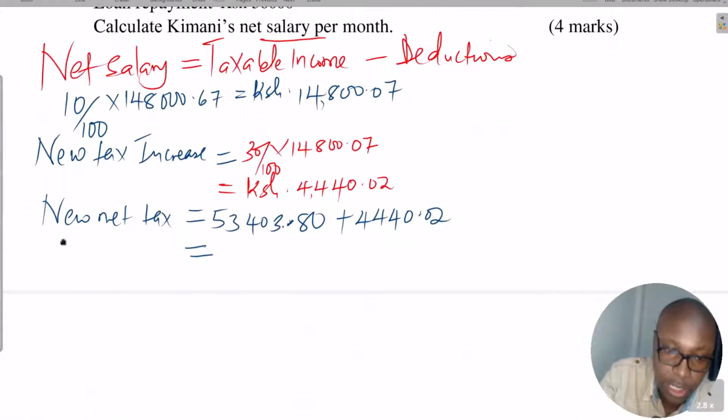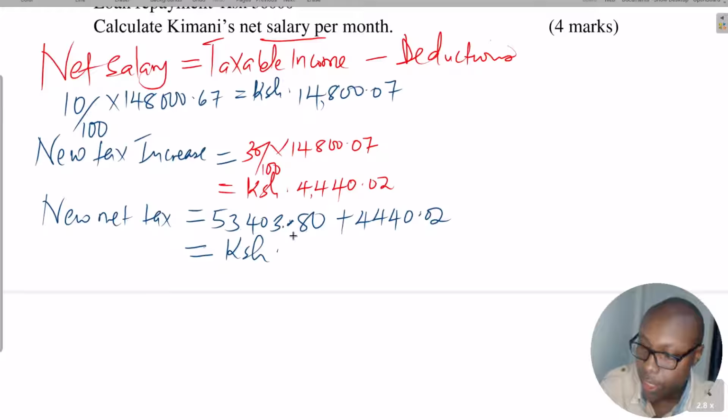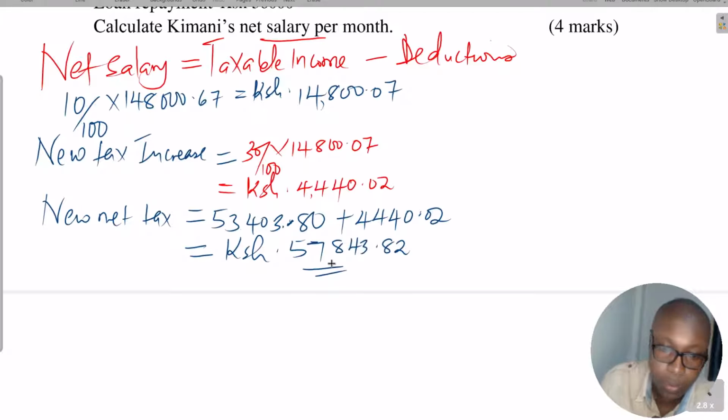Then after the increase, we simply add the increase here, and this will give a net tax of, when you add that using a calculator, 57,843 and 82 cents. So this is the new net tax.